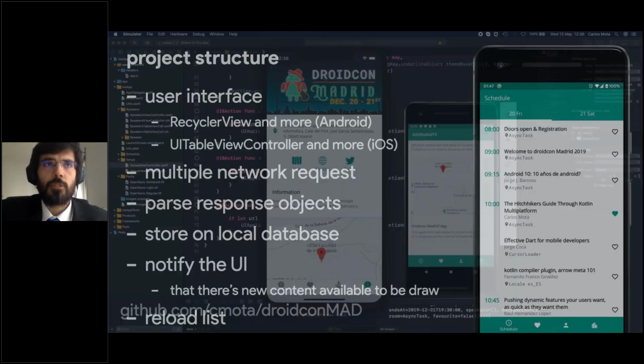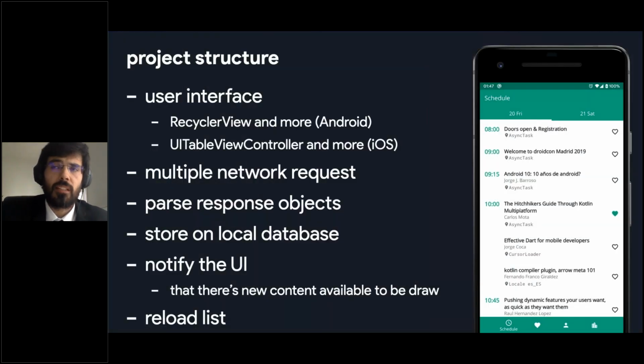So the project is really simple. I have a recycler view in Android, and a table view control on iOS. I'm making multiple network requests to the Sessionize API. I parse these response objects, and I sort them locally, as well as the favorite talks. And then I notify the UI when there's new content available to be drawn, and I reload the list.